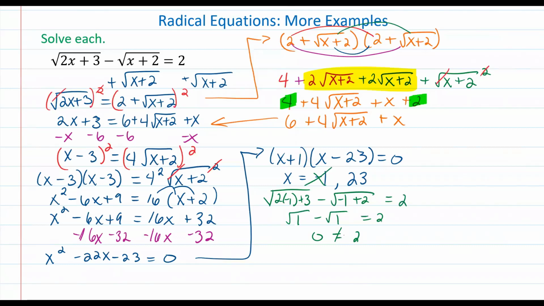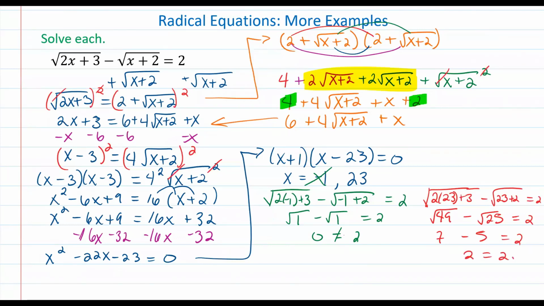Let's go ahead and do the same for 23. So we check by substituting 23 into the original equation. It's going to be the square root of 2 times 23 plus 3, minus the square root of 23 plus 2, is equal to 2. Okay, 2 times 23 is going to be 46. 46 plus 3 is 49, so that'll be the square root of 49 minus, and 23 plus 2 is 25, the square root of 25, is equal to 2. The square root of 49 is 7 minus the square root of 25, which is really just 5, is equal to 2, and 7 minus 5 is equal to 2. So this one does in fact check out. So the only solution that you have for this equation is 23.